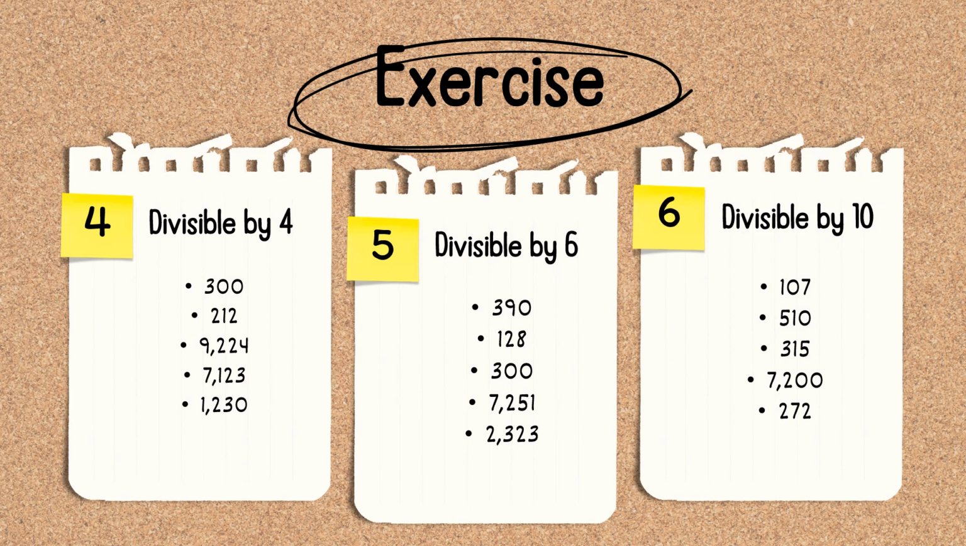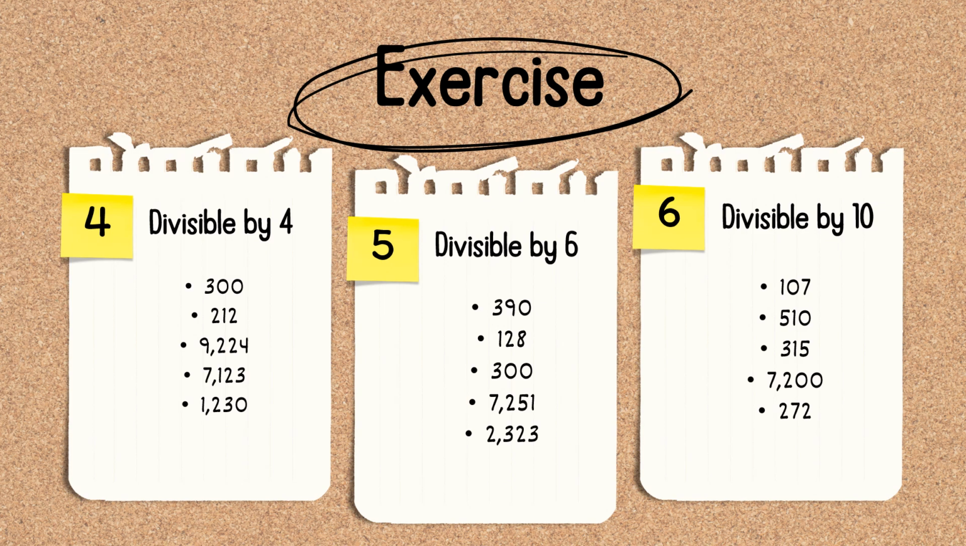The last number, 2,323. It is also an odd number. It will not be divisible by 2 because it is an odd number. It's not even. So it will not be divisible by 6. Okay, hope everything is clear.